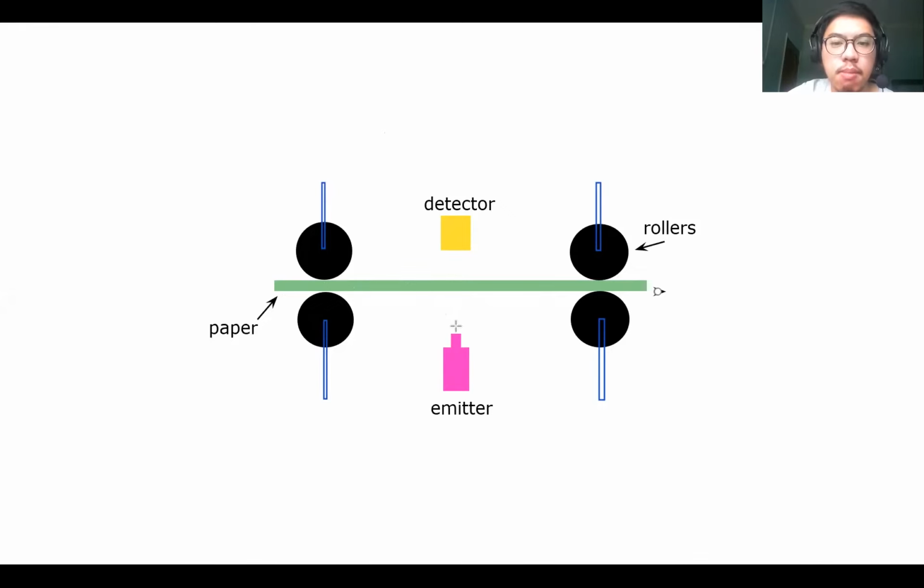The emitter will emit radiation, and the radiation will pass through the paper. Let's say at a thickness of 10 millimeters, the detector detects a radiation of, let's say, 1000 counts. This is when you want the paper to be 10 millimeters thick. So how do you know it's 10 millimeters? You check the radiation that passes through, in this case about 1000 counts.